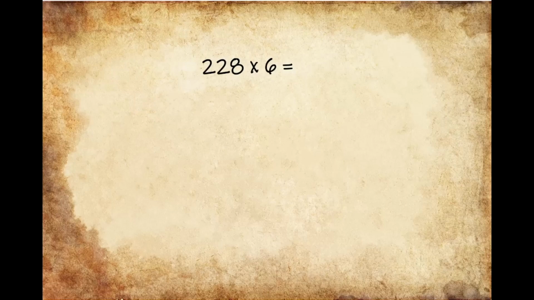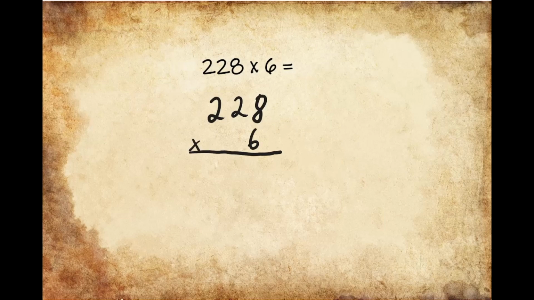Today we're going to be looking at how to find the product when you're multiplying a 3-digit number by a 1-digit number. As you can see here, we're being asked to find the product of 228 multiplied by 6. So the first thing that we're going to do is go ahead and rewrite this equation down below. So 228 times 6.